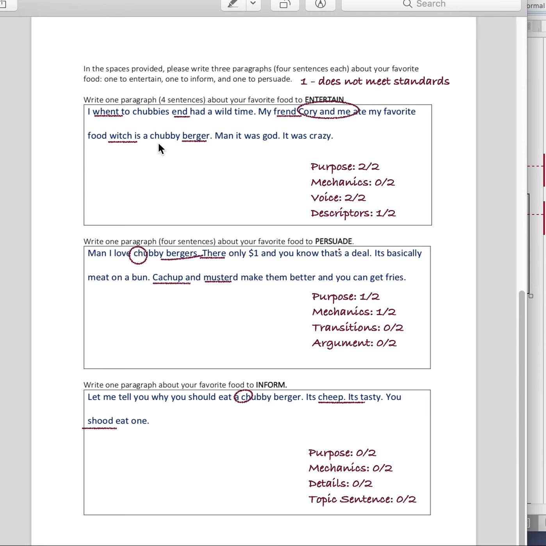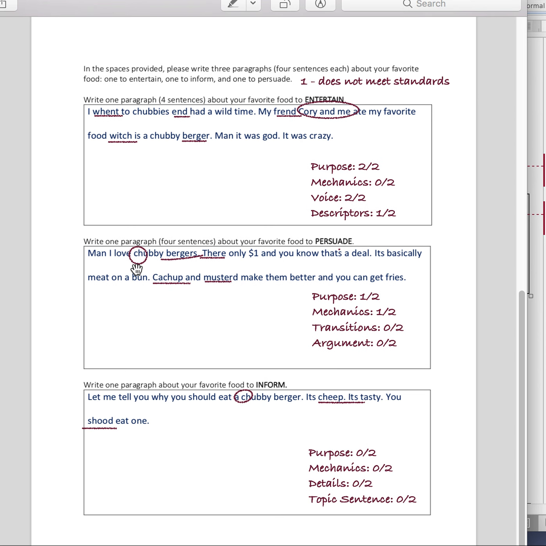Friend Corey and him ate their favorite food, which is a Chubby burger. It was good. It was crazy, right? Okay, so purpose, yeah, he's got the entertaining idea right. Mechanics are terrible. Good voice and some good descriptors, but the mechanics are just terrible, right? So really it's more not about the purpose, but writing a paragraph.